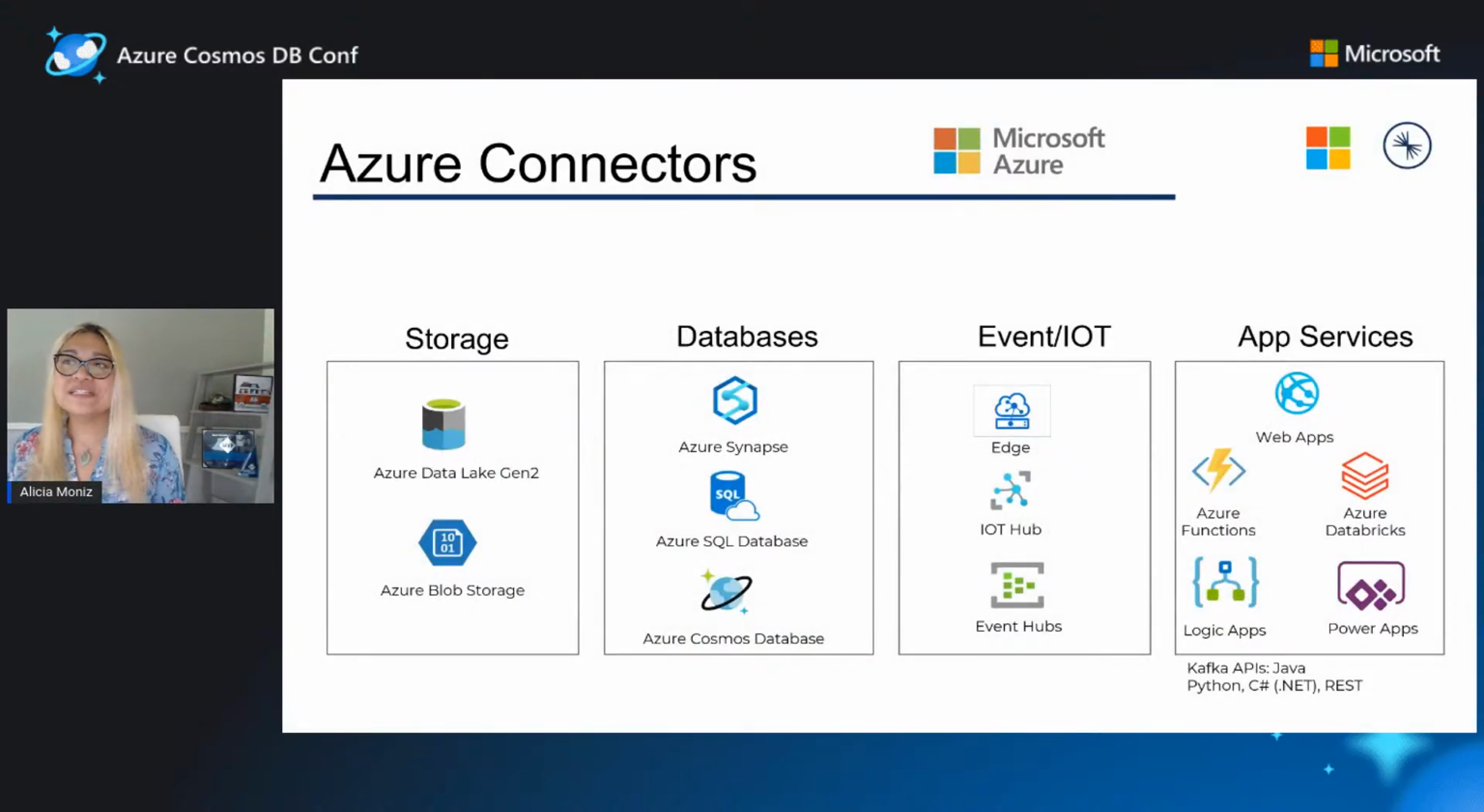While you can communicate with storage, databases, and IoT services on Azure via connectors, you can also interact with Kafka data in Azure App Services by leveraging Kafka APIs with languages such as Java, Python, or .NET.